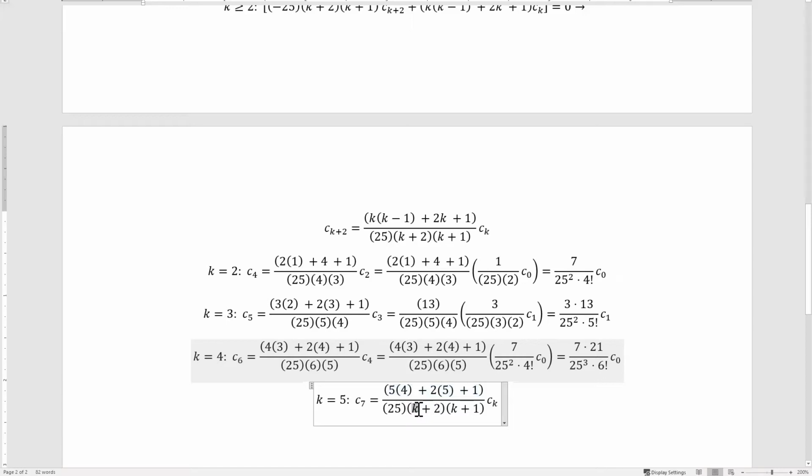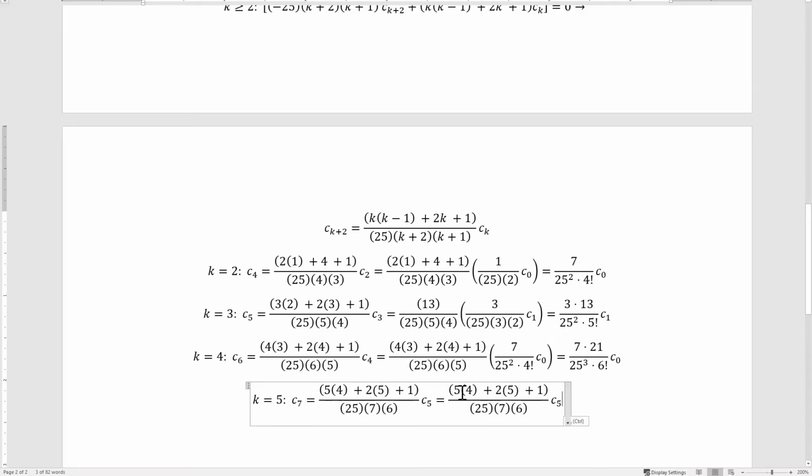And then we have 5 here. 5 plus 2 is 7. 5 plus 1 is 6. And then c sub 5, which we have a value for. C sub 5 was equal to this expression. We'll copy and paste that in a minute.